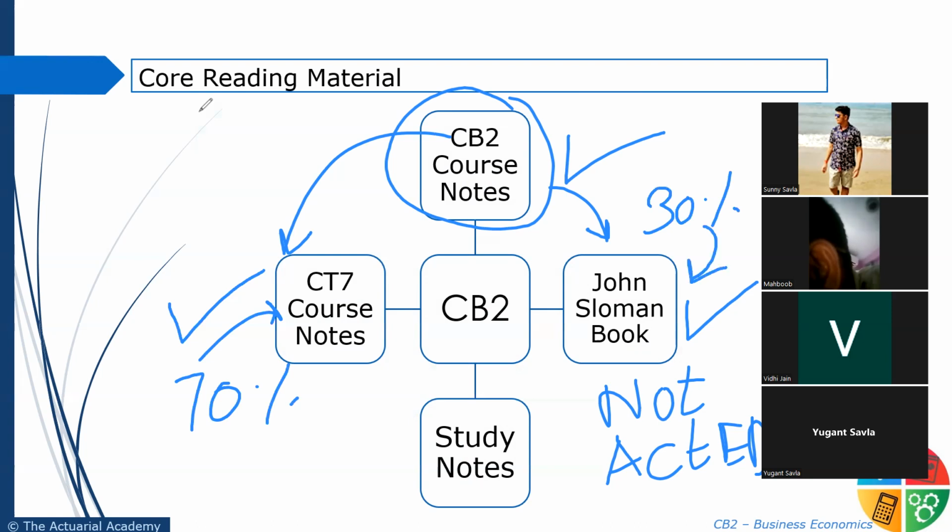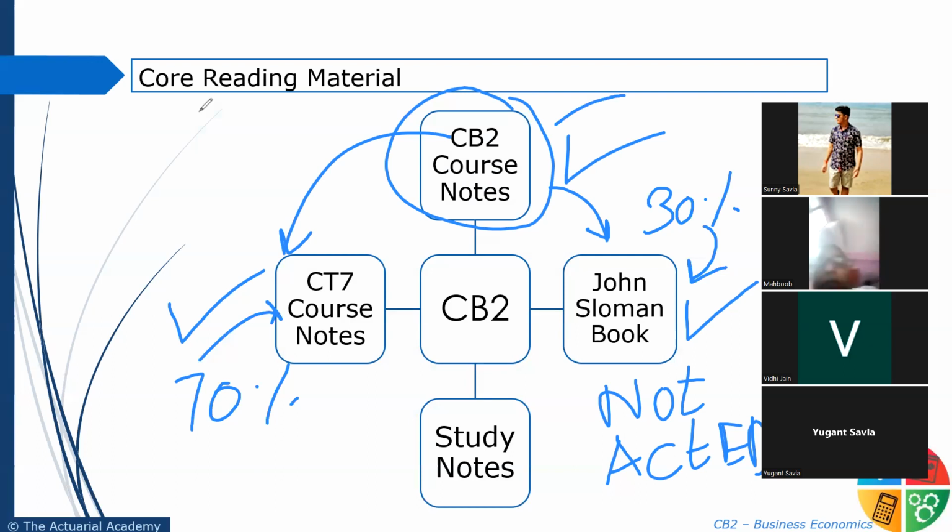So now you might be wondering, what is there in the CB2 course notes then? The CB2 course notes just have questions, MCQs, practice questions, the questions that come in the middle of chapters, that's it. There is no core reading like chapter-wise reading, conceptual reading, or diagrams in the main CB2 course notes.